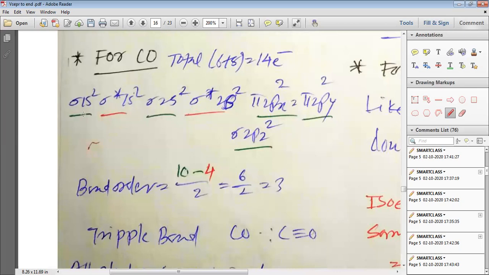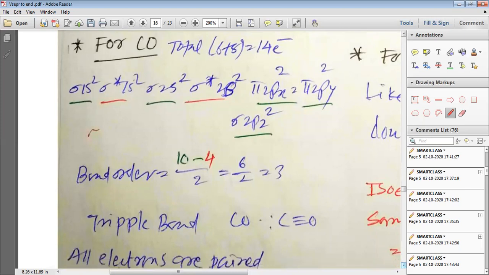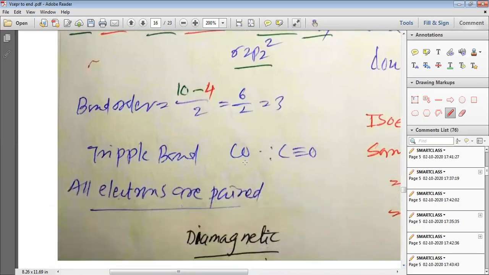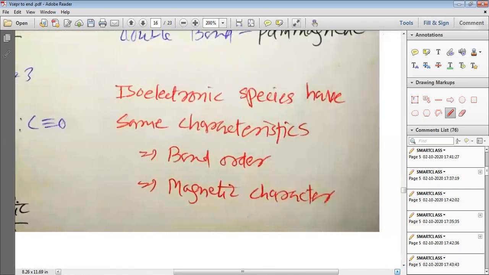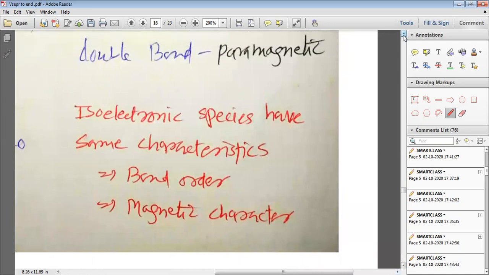So for CO we can write sigma 1s2, sigma star 1s2, sigma 2s2, sigma star 2s2, pi 2p x2 is equal to pi 2p y2, and sigma 2p z2. So bond order, exactly like nitrogen, my dear students, is 10 minus 4 is equal to 6 by 2, that is 3, and that is why carbon monoxide or carbonyl is also present as C triple bond O. All electrons are paired, and that is why CO is going to be diamagnetic in nature, exactly like nitrogen. That is what, my dear students, we can understand easily.